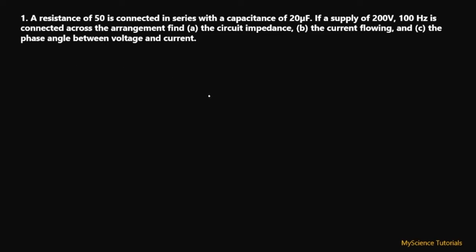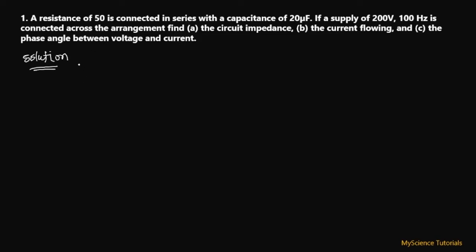We have a resistor of 50 ohms connected in series with a capacitor of 20 microfarad. If a supply of 200 volts, 100 hertz frequency is connected across the arrangement, we have to find A, the impedance of the circuit, B, the current flowing through the circuit, and C, the phase angle between the voltage and the current. This is very easy, pretty straightforward. So let's go ahead and write down our solution.